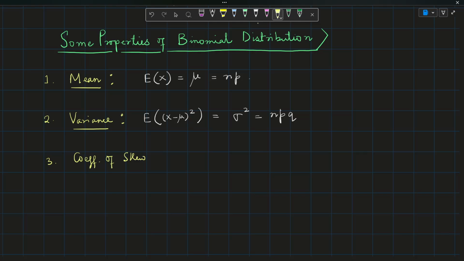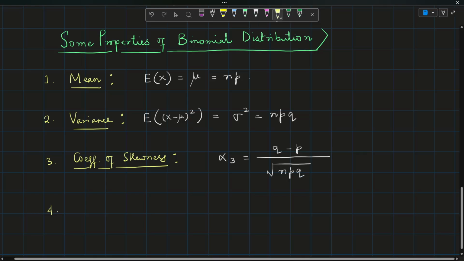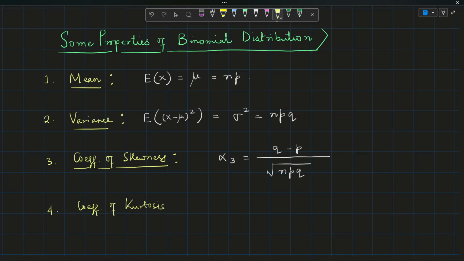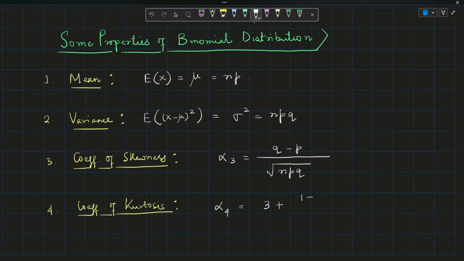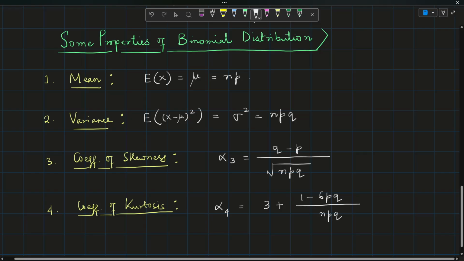Then some less important properties: coefficient of skewness, which is also denoted as alpha 3. The formula of alpha 3 is (q minus p) by root over npq. Fourth one is coefficient of kurtosis, also denoted as alpha 4. The formula for this is 3 plus (1 minus 6pq) by npq.